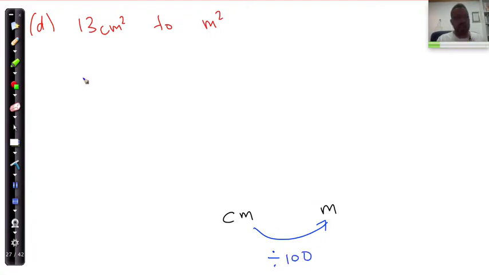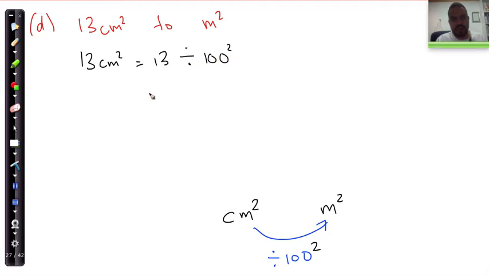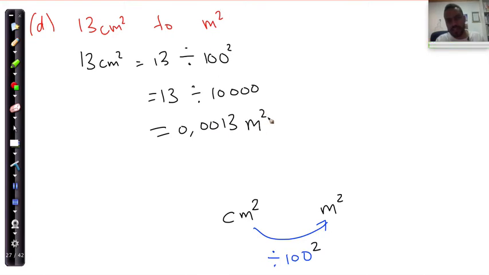So it's divide by 100. Because again I'm working with areas, I raise this to square meters, square centimeters, and therefore divide by 100 squared. So that's going to be 13 square centimeters is equal to 13 divided by 100 squared, and that's going to be 13 divided by 10,000, and that's going to give me 0.0013 square meters. Okay, and that's example D.